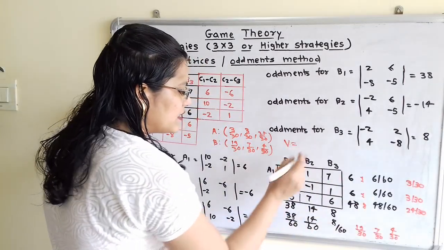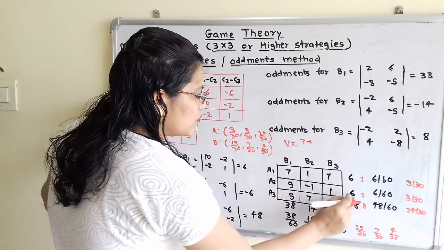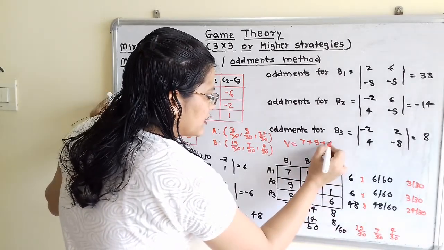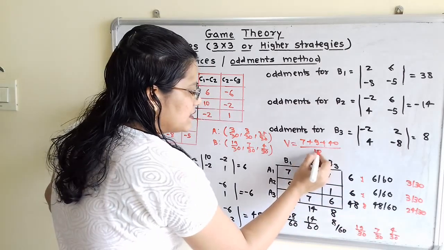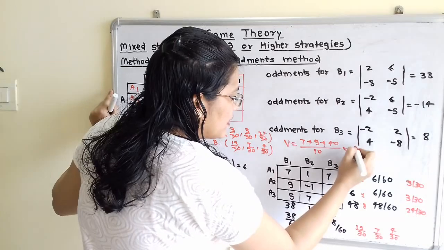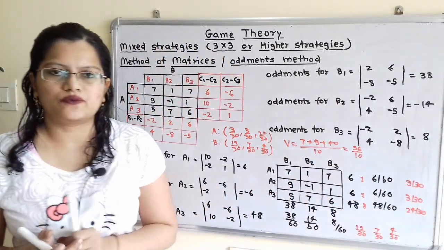So game value V is equal to 7 into 1, 7, plus 9 into 1, 9, plus 5 into 8, 40, divided by 1 plus 1 plus 8, that is 10. So here 49 plus 7, that is 56 by 10. So this is the game value.